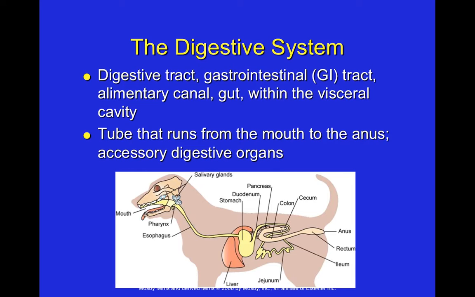In the abdomen itself, you can't see it on this dog, but there's a lining called the peritoneum. It's kind of like the pleura in the thorax, and it's a lining that encapsulates every organ within the abdomen. Essentially the GI system is a tube that runs from the mouth to the anus, and it has accessory digestive organs.